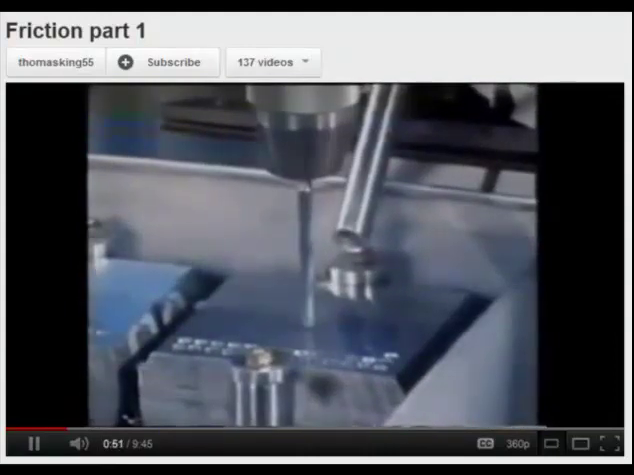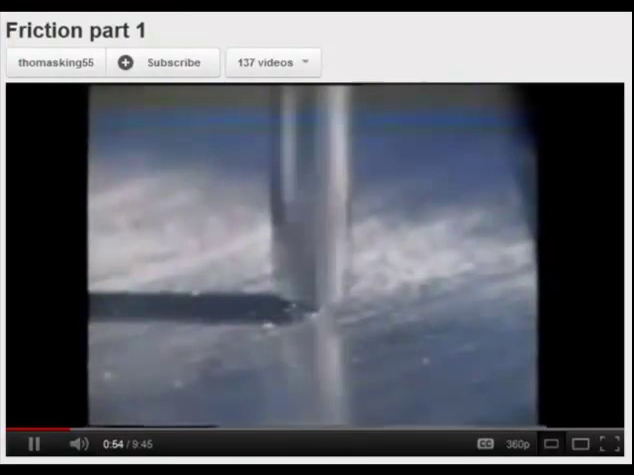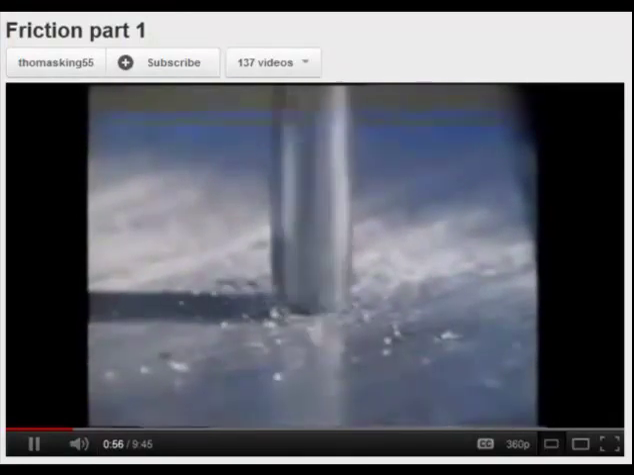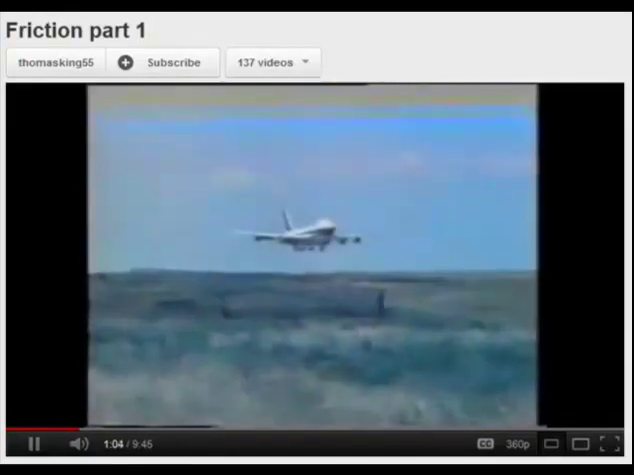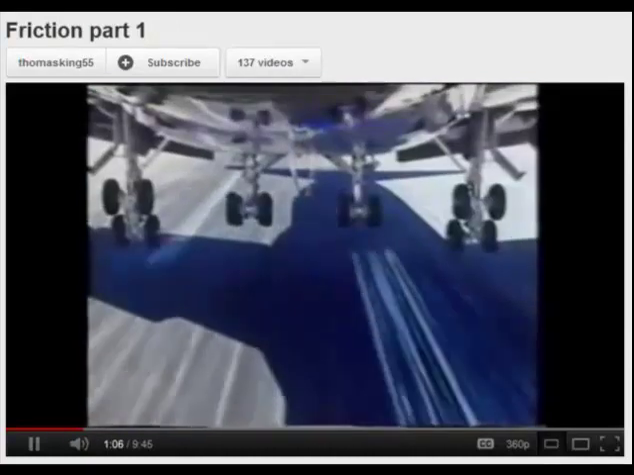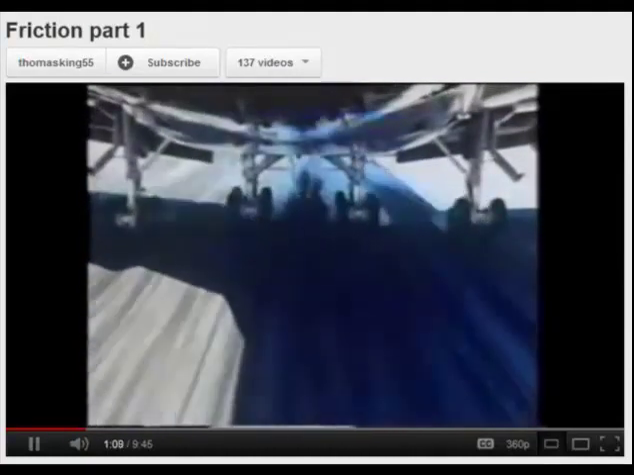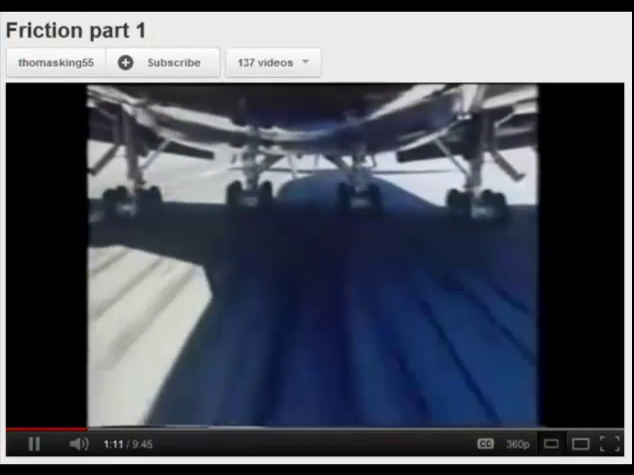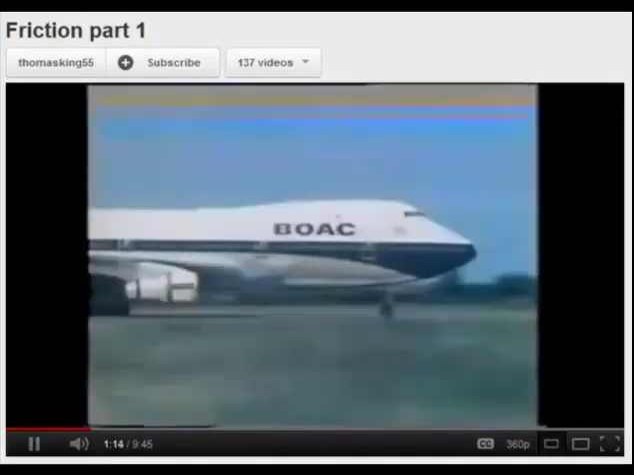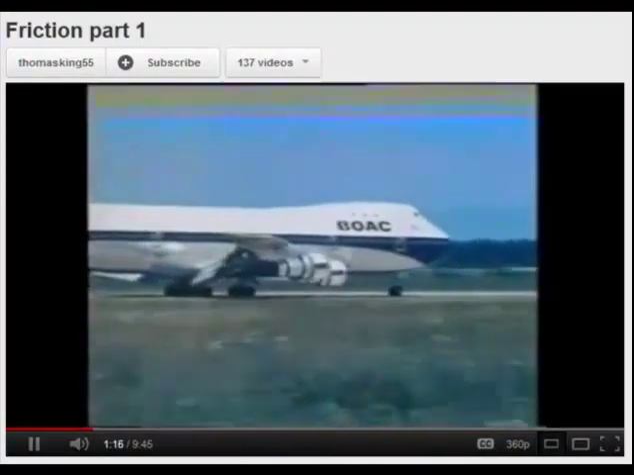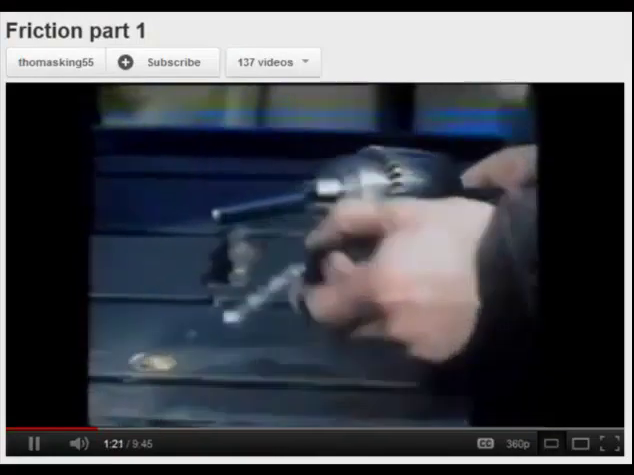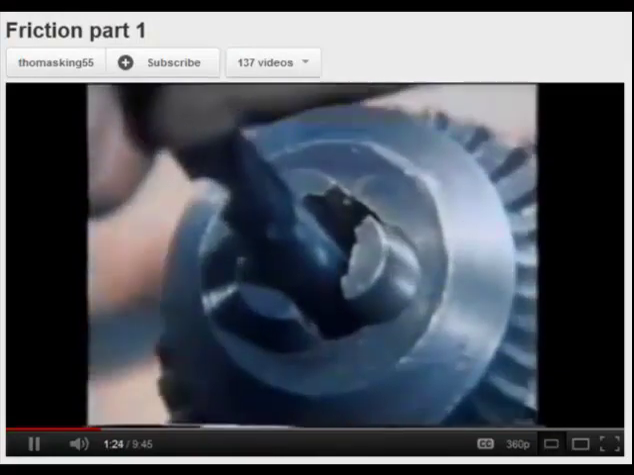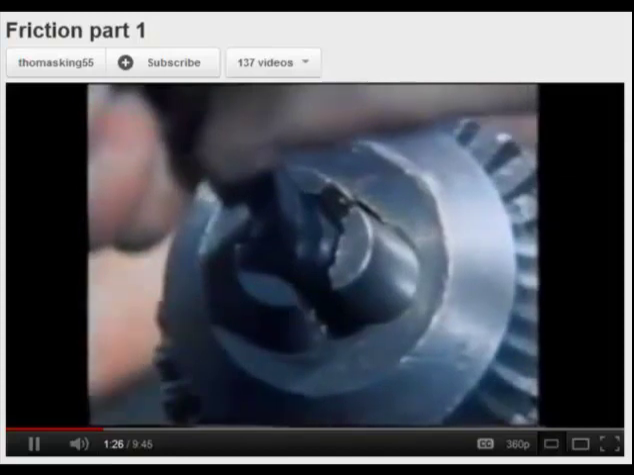In cutting a material, engineers have to take friction into account. This is what it can do. The drill fails. You can see the effects of friction almost everywhere. On touchdown, clouds of smoke shoot from the tires of this jumbo jet. It's because of friction between the tires and the runway. Sometimes we rely on friction. In a chuck, for instance.